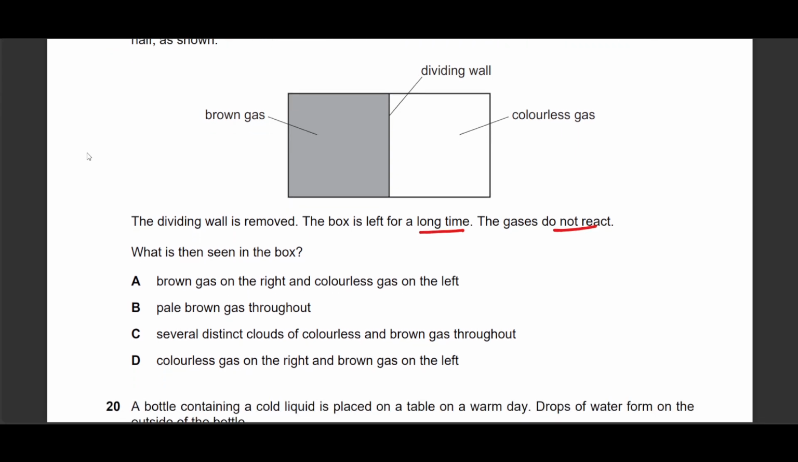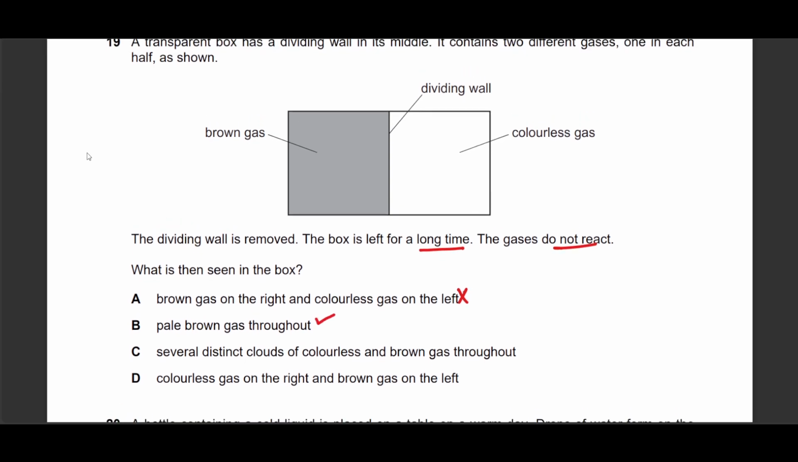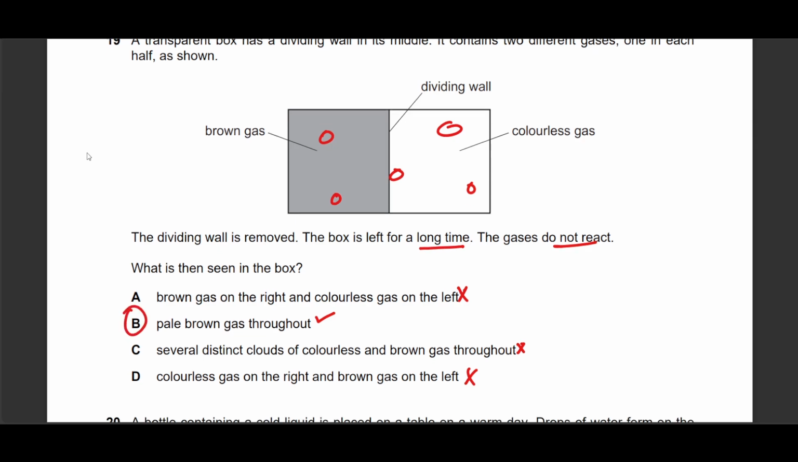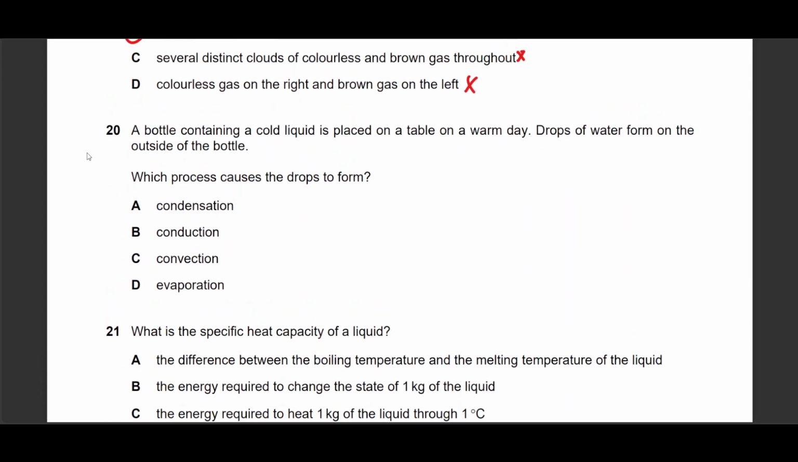The brown gas on the right side, no, this is not going to happen. The gas is going to mix, the pale brown gas throughout. Yes, it feels like this would be the right answer. Several distinct clouds, no. What he's trying to say is that there are going to be clouds lumped together in different parts of the system where the brown gas may be seen, but no. Colorless gas on the right side, no. They are not exchanging positions. They're actually mixing with each other. That is what happens when you put on perfume on one end of the room, it diffuses and travels throughout the room, so you can feel its presence. It's going to be option B. Very simple question of diffusion for gases.